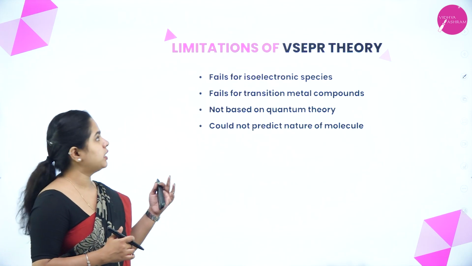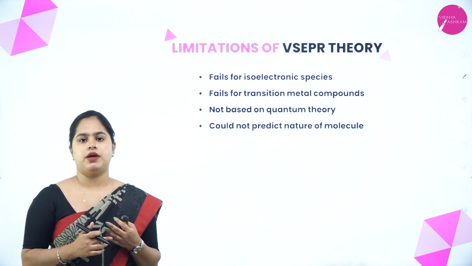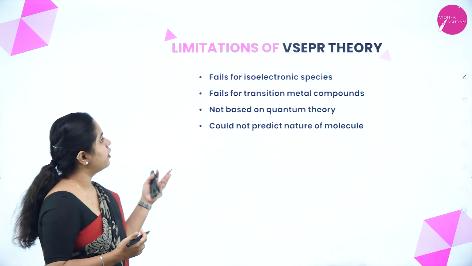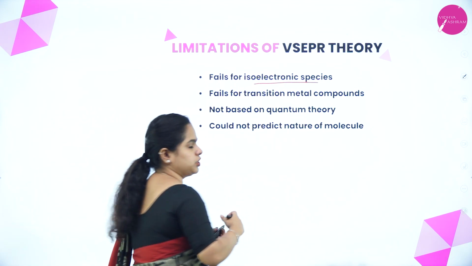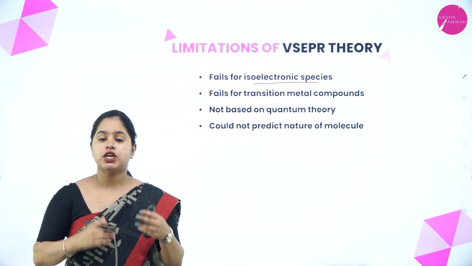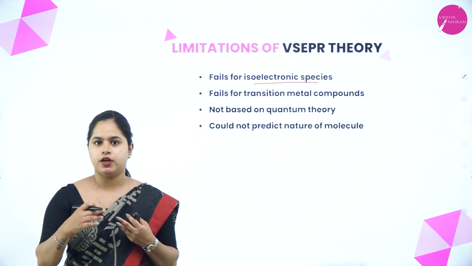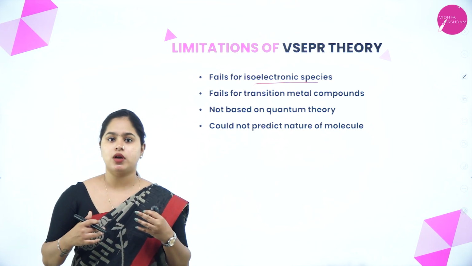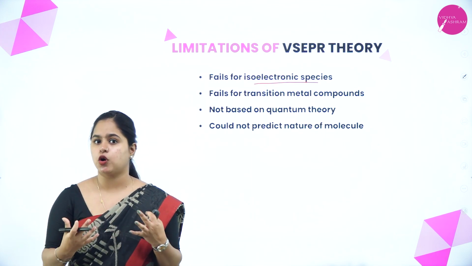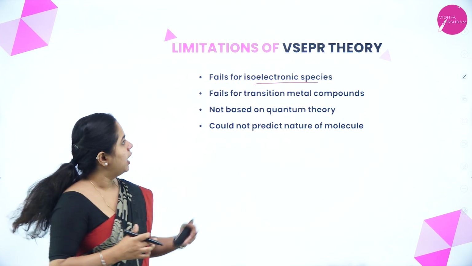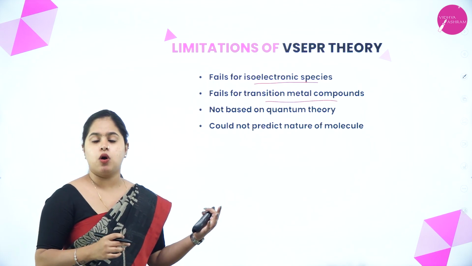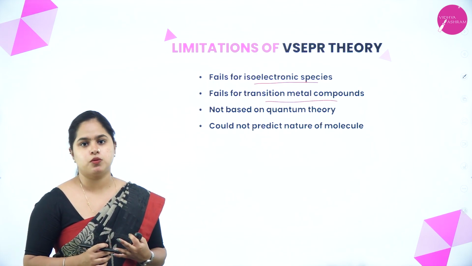Now, we are going to see the limitations of VSEPR theory, right? Even this had its own limitations. It fails for isoelectronic species. What are isoelectronic species? Those atoms or ions which have the same number of electrons, right? So it fails for isoelectronic species. For isoelectronic species, the shapes were not able to be predicted. And it fails for transition metal compounds, right? The shapes of transition metal compounds were not able to be predicted.